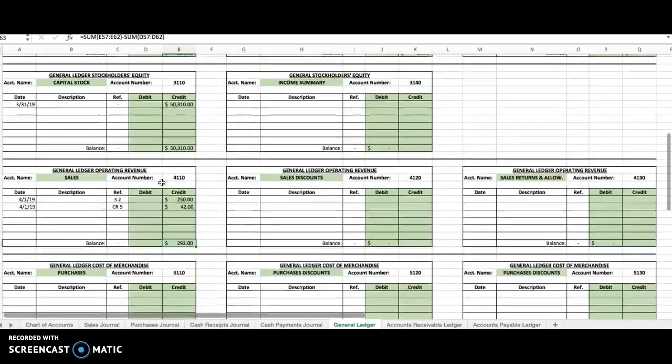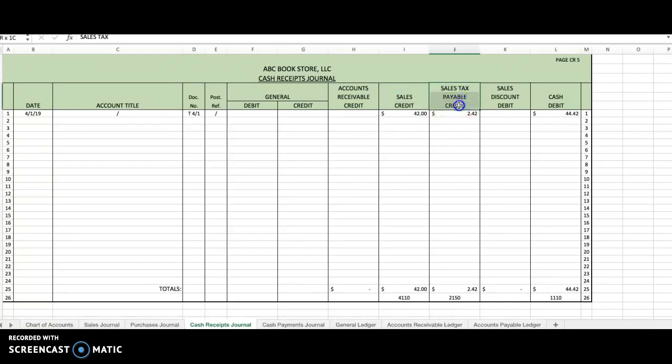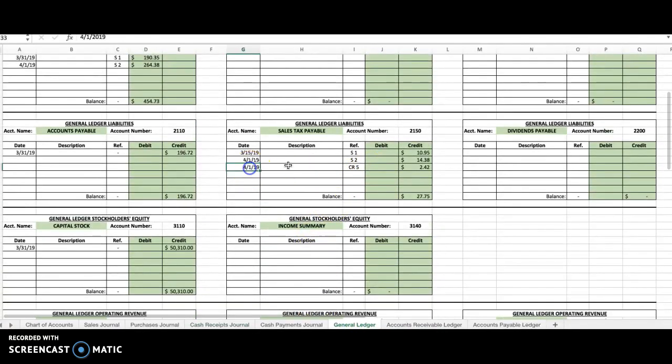And we do the same thing with the sales tax. Sales tax payable has to be credited by $2.42, and we saw that a moment ago in the sales tax payable, and here it is coming from Cash Receipts Journal, page 5, the $2.42. So the total of $27.75, at some point we have to pay. We collect this from the customers, either when they pay cash or when they pay us on account, they pay us the sales tax. We then have to pay it to the government. We haven't done that yet, but that's the amount that we owe.